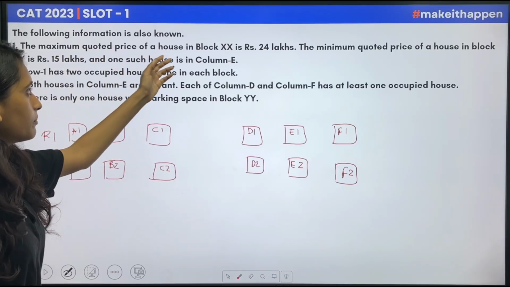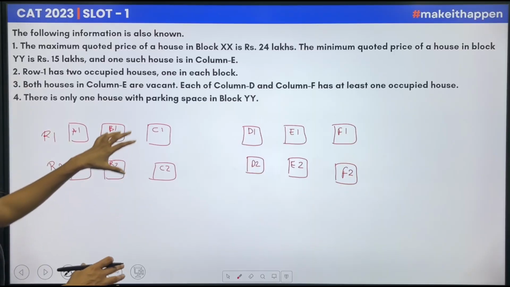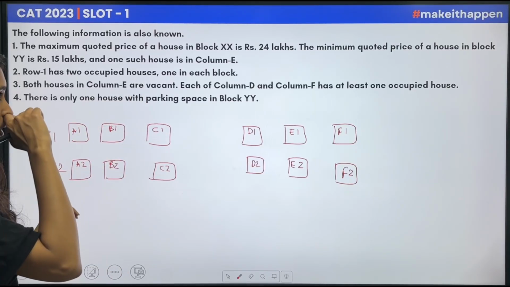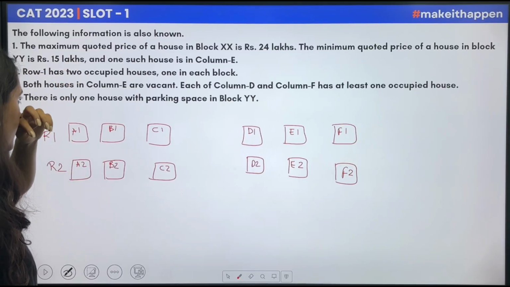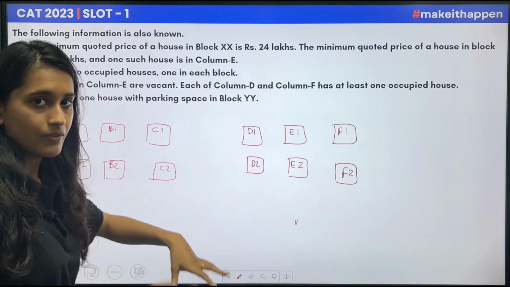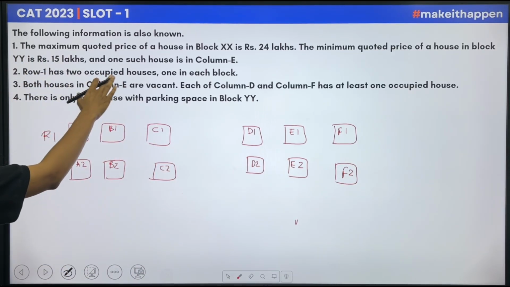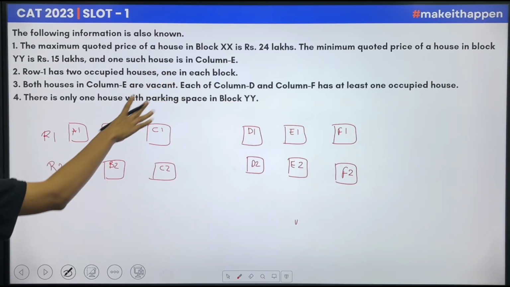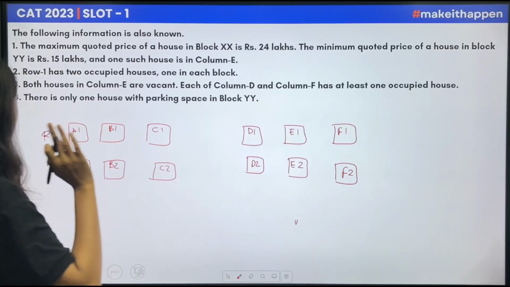The maximum quoted price of a house in block XX is 24 lakhs. So the maximum price can be 24 lakhs. The minimum quoted price of a house in block YY is rupees 15 lakh and one such house is in column E. So either this or this will have a total price of 15 lakh. Row 1 has 2 occupied houses, one in each block. So one occupied box over here and one over here.